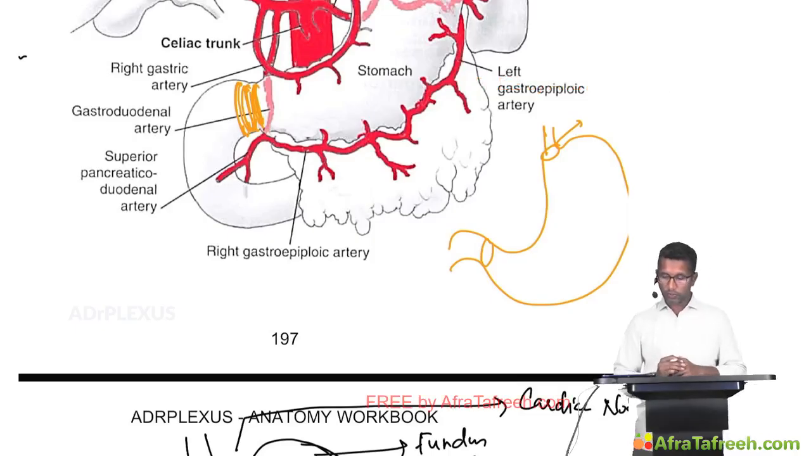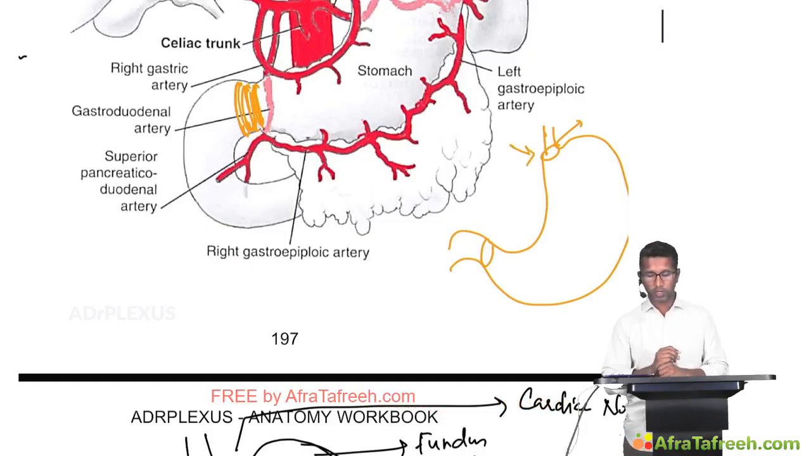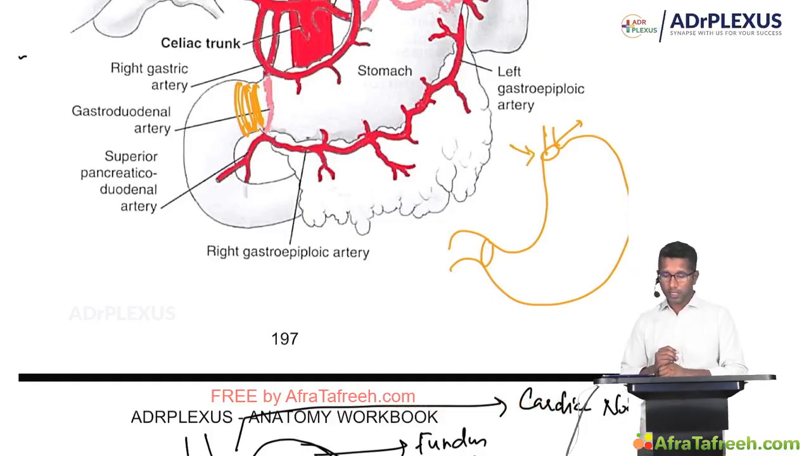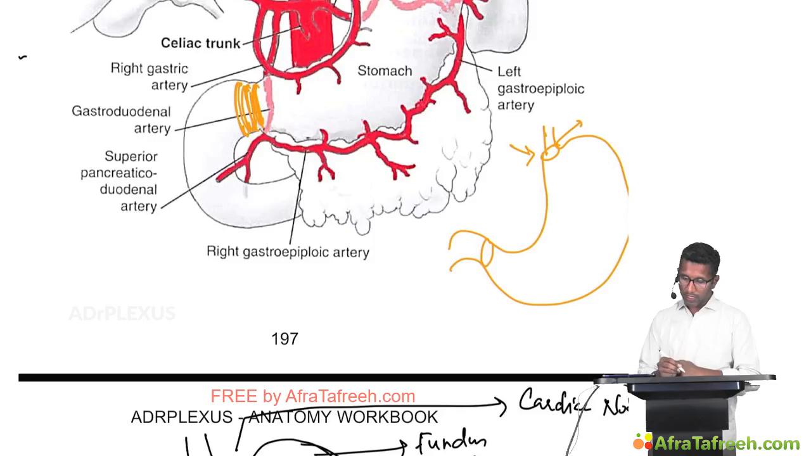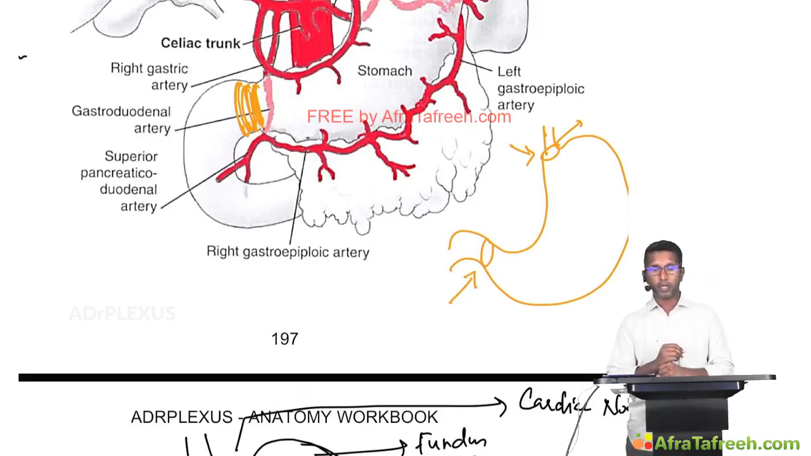Yes. So now you see the orifices. There are two orifices in the stomach. Can anybody name this orifice? This is called the cardiac orifice, and this orifice what you see here is called the pyloric orifice.